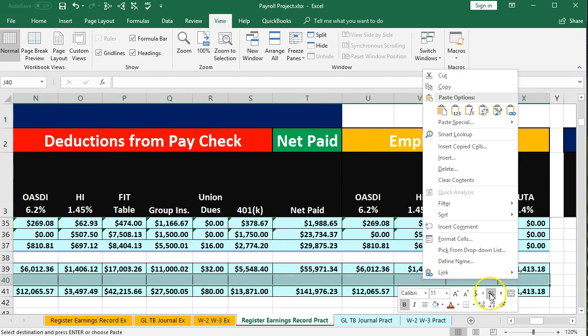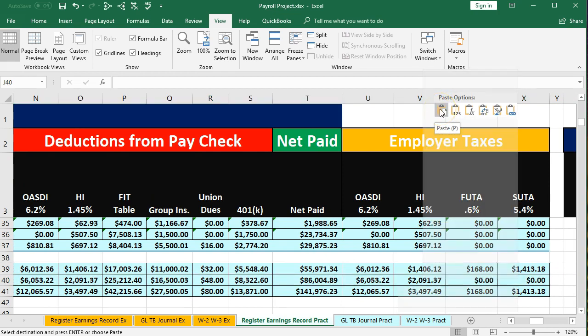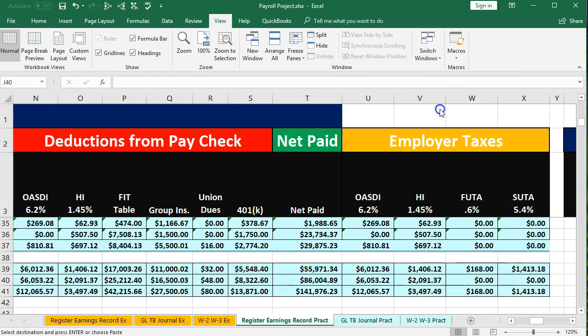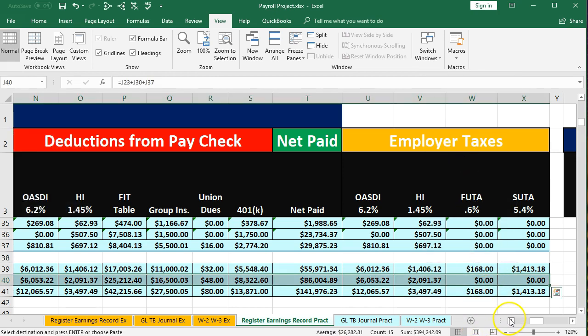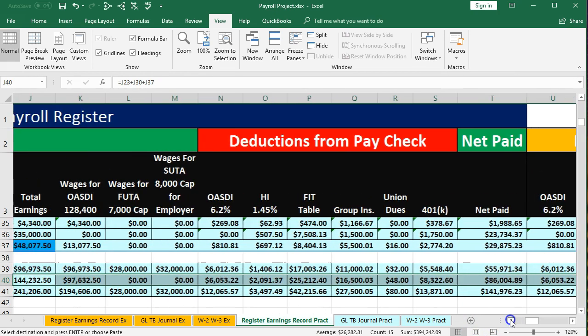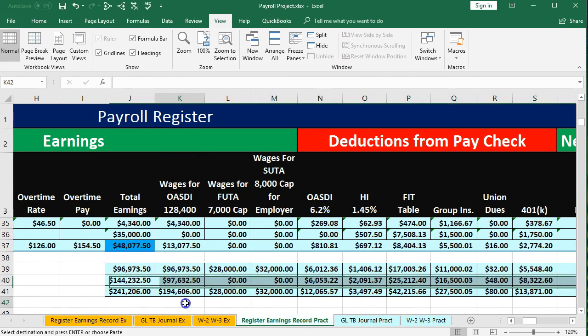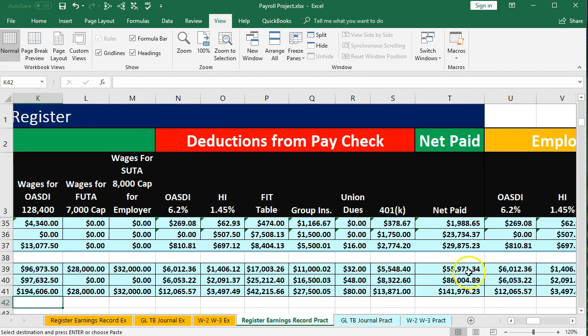Right click and paste. It shouldn't matter; we can paste either formulas or normal pasting. And that should do what we wanted. If we want to check any of these, it's probably best just to check the net check over here. If we highlight these two, it adds up to the total of 141,976.23, which looks like that number.